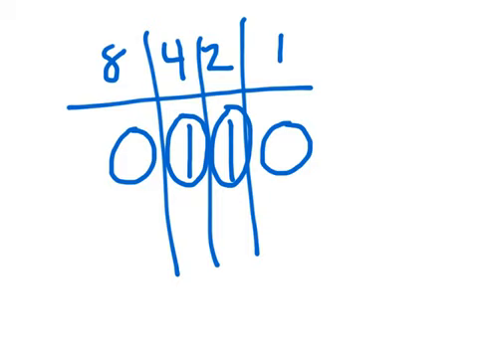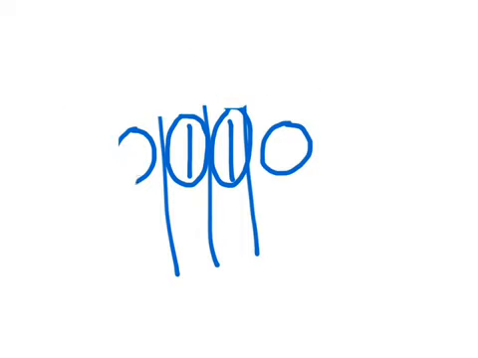You add together the place values that have a 1 in them, and you ignore the place values that have a 0 in them. You can pretend that those don't even exist. Let's do another example.